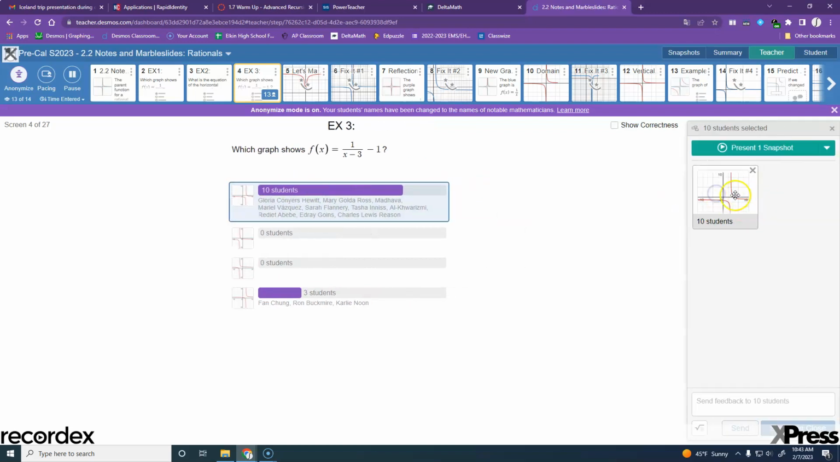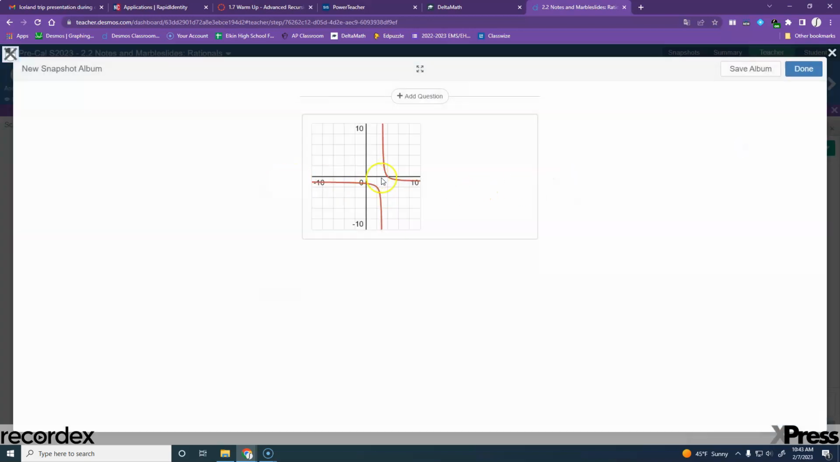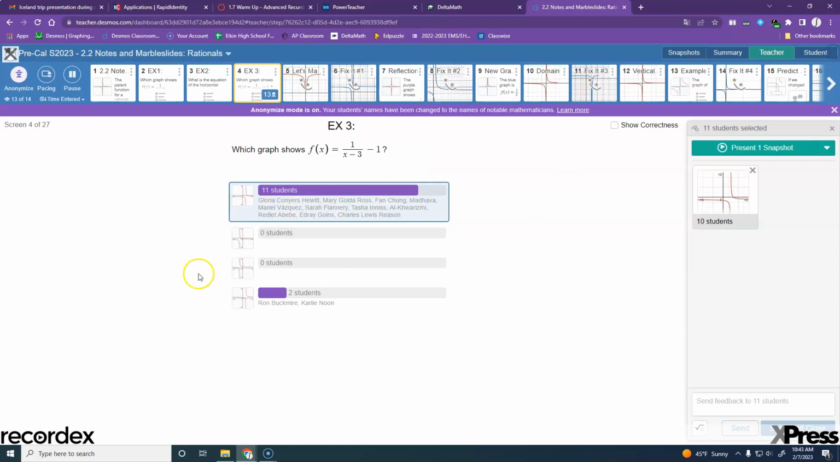It shows the graph so tiny. Wait, can I do that? There we go. And this is the one that's been shifted down 1, and it should have gone to the right 3 on that. So down 1, right 3. We also had a few students choose this one.